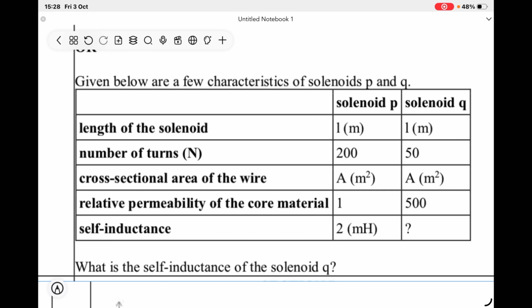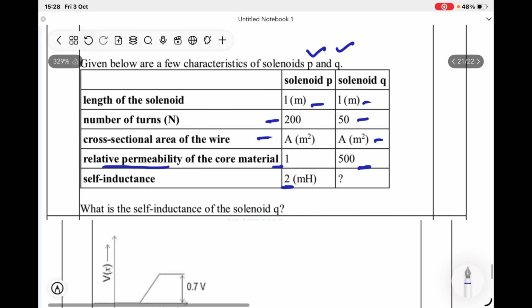Given below are a few characteristics of solenoids P and Q. The length of the solenoid is the same, 1 meter. The number of turns is more here. The area is the same. The relative permeability of the material is mu r, which is 1 in the first case, that is, air is there, and 500 in the second case. The self inductance is this. You have to find out the self inductance in the second case.